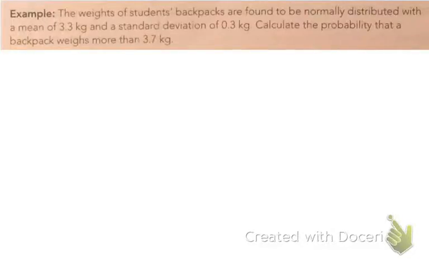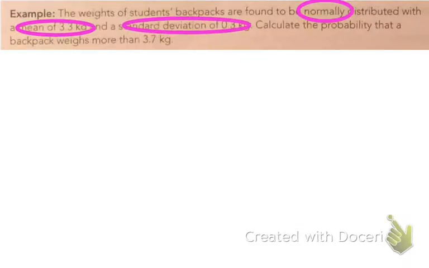We're on page 24 now, looking at another example of our backpacks. And let's look for the key information in our problem. So we're told it's normally distributed, and it's got a mean of 3.3, it's got a standard deviation of 0.3, and we want to find the probability that a backpack weighs more than 3.7 kg. So there's our key info.